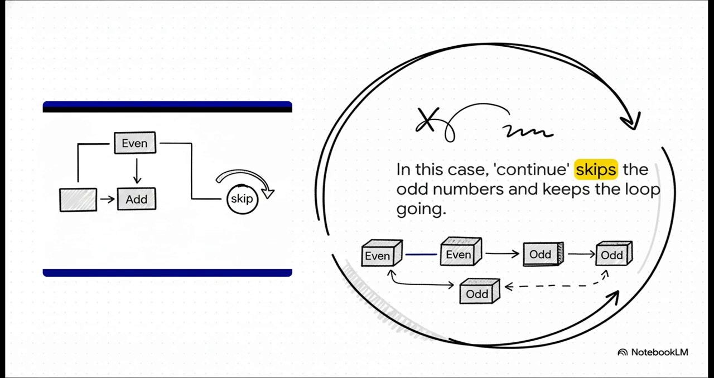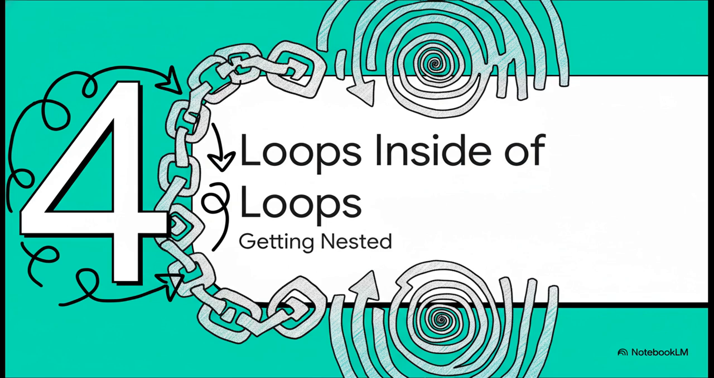Now, check out this version that uses continue. The goal's the same, add up even numbers. But here, if the user enters an odd number, that continue statement runs. And what that does is it tells the program to skip everything else in this cycle. Specifically, it skips the part where it adds the number to the sum and just goes right back to the top to wait for the next number. The loop itself keeps on trucking. So we've got some really fine-tuned control over a single loop.